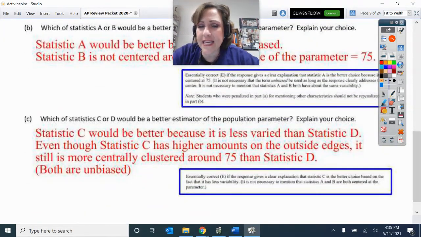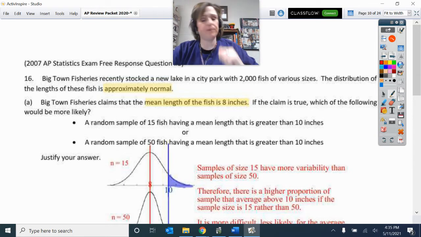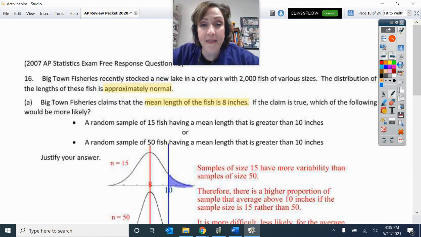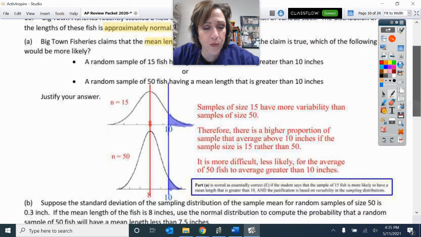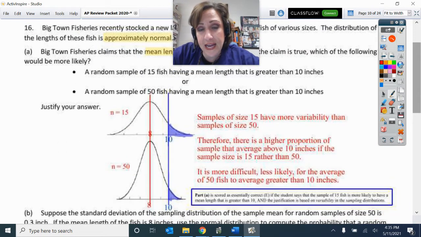All right, and the last free response. Here we go. Again, this is about sampling distributions with a sample of size 15 versus a sample of size 50. So we have this situation here where they even, on the actual AP free response grading guidelines, let's see, when was this?